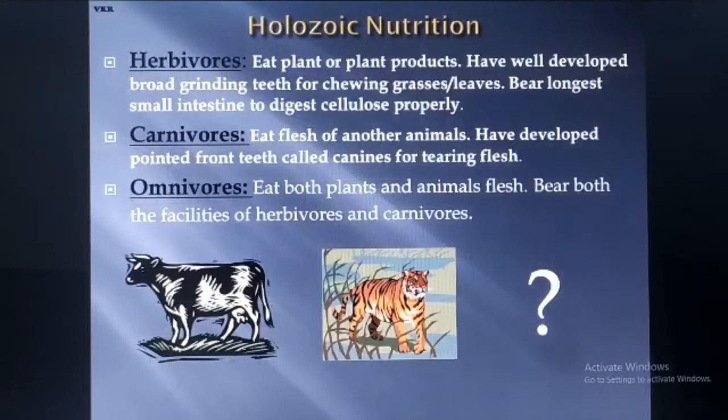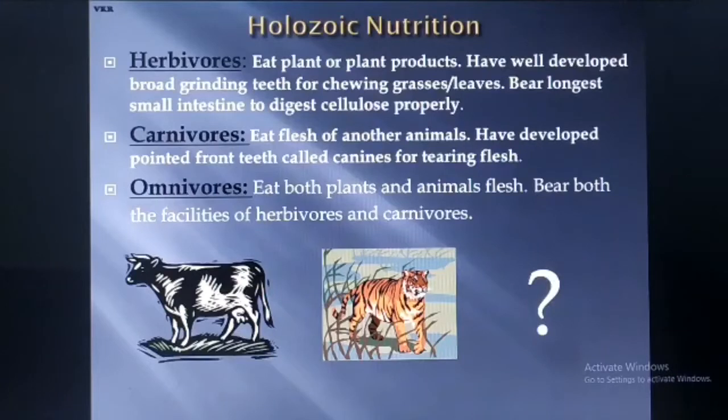Let us look at the different types of animals in the multicellular category which have holozoic nutrition. Here holozoic nutrition can be found in three different kinds of animals, like herbivores. They eat plants or plant products. We all know this very well. They have well developed broad grinding teeth in the upper and lower jaw. There are incisors, premolars, and molars.